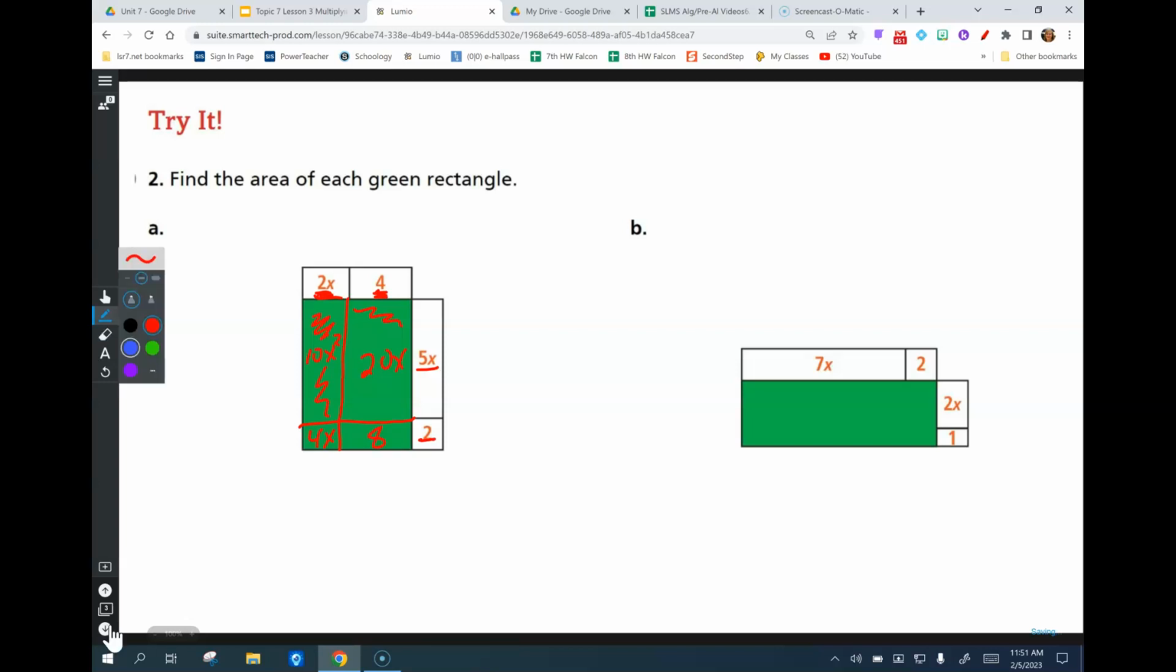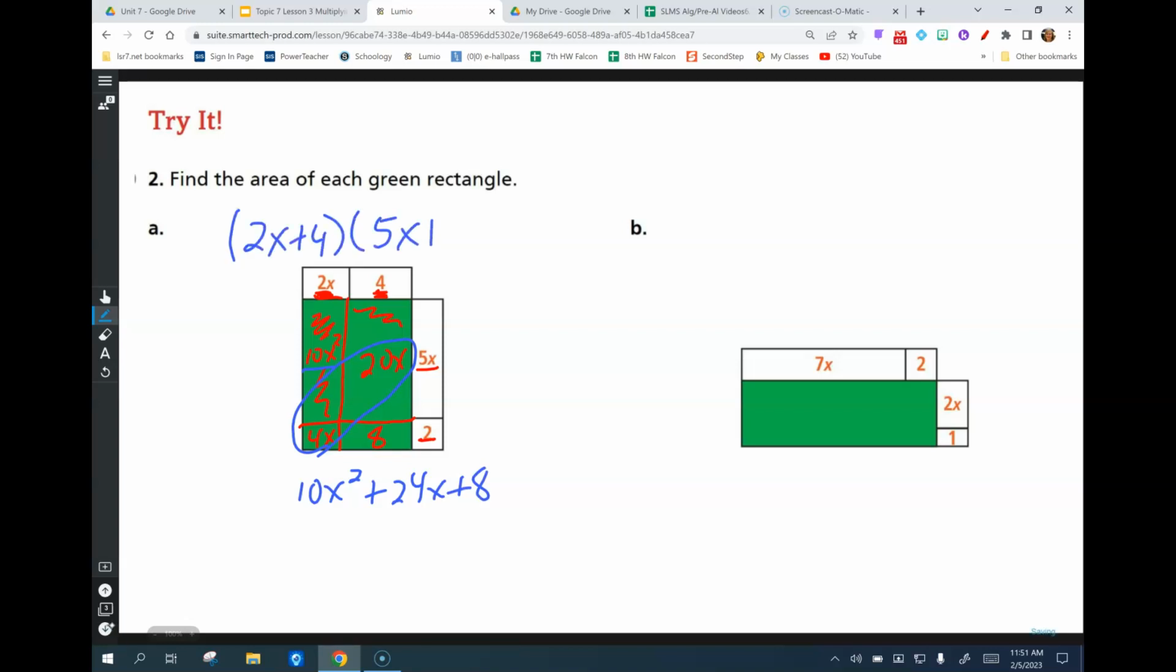Now, my only like terms would be right here, so I'd combine those. So I would have 10x squared plus 24x plus 8. Okay, so what we've just done is we have taken 2x plus 4 times 5x plus 2. We've actually multiplied those and found the area of this entire green one by multiplying 2x plus 4 and 5x plus 2. Okay, so this is one way that we can show it. And this is just finding the area.